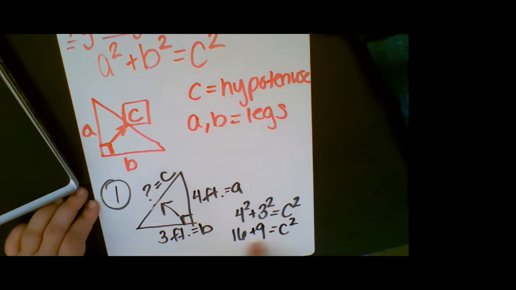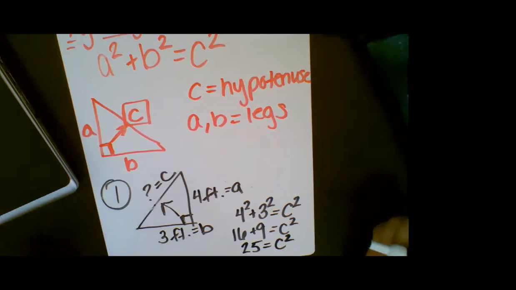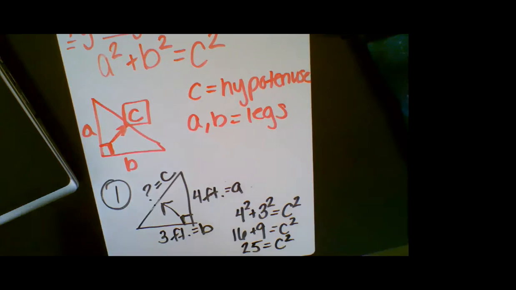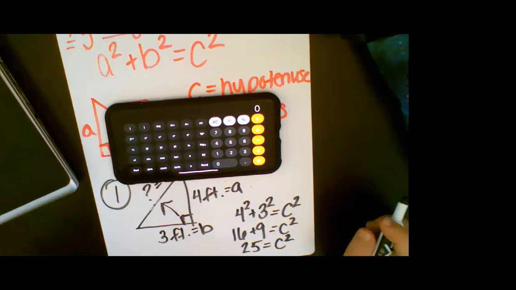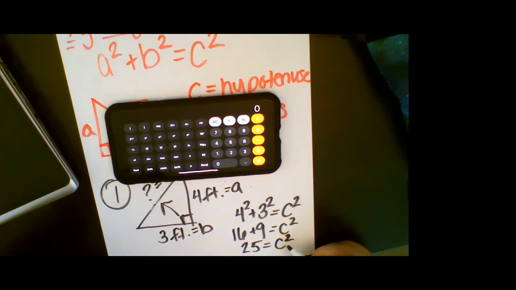Now we got 2 numbers next to each other. We can put them together. 16 plus 9 is 25. Now we know what C squared is, but we don't want to know what C squared is. We want to know what C is. So we're going to have to do something called the square root. Square root undoes squaring, so it gets rid of the squared part.